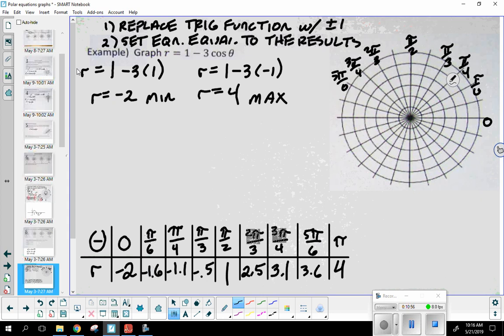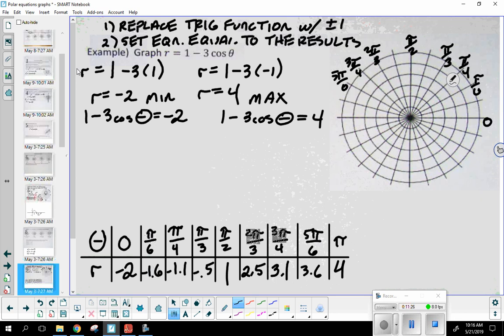So, for example, 1 minus 3 cosine of theta, I'm going to set it equal to negative 2. And then I'm going to do the same thing with this. 1 minus 3 cosine of theta equals 4. Why am I doing this? What's this going to give me? The value of cosine? There you go. Because see, I have the radius measures. This is going to help me find where they occur, the theta measure.